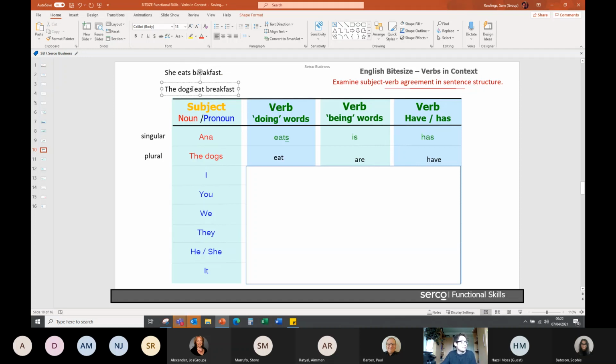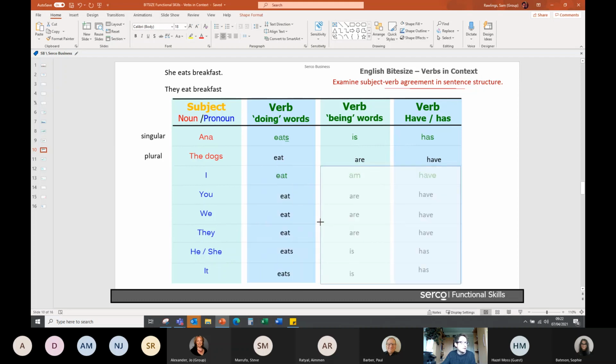And what about the dogs? What word could I substitute for the dogs? They. Exactly. Good. Depending on which pronoun your subject is, your verb is going to change. And you can see here, so I eat, you eat, we eat, they eat, he or she eats. So he or she has an S, and it eats, again, with an S. This is the same with the verb to be. You can see how they also change when you change the pronoun. And again, you can see how have changes. With the last two, you've got has instead of have.